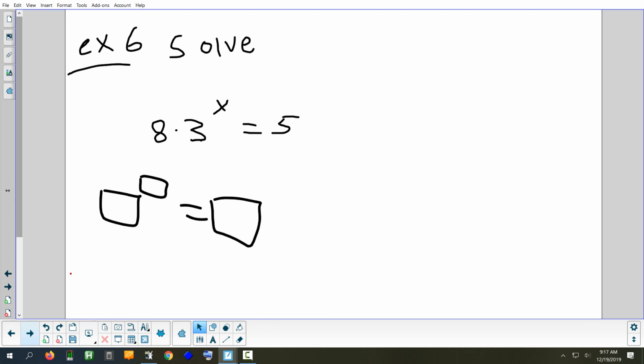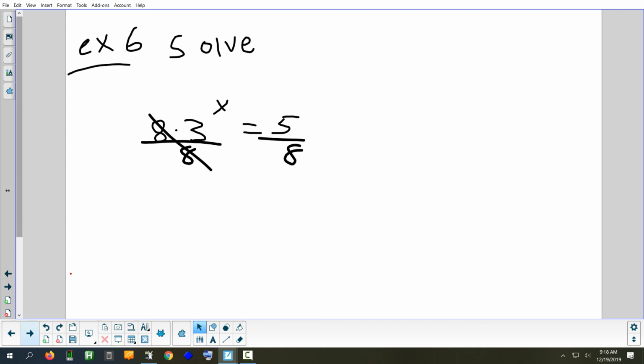So how would I move the 8 over to the other side? Yeah, just divide both sides by 8. And now you have 3 to the x equals 5/8. And now it's just like the last two. Change to log form.